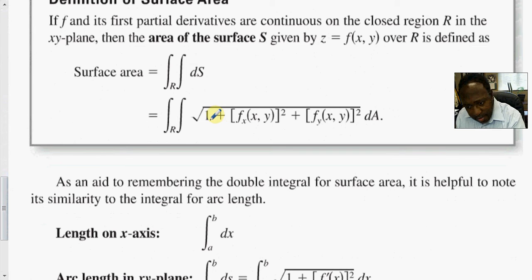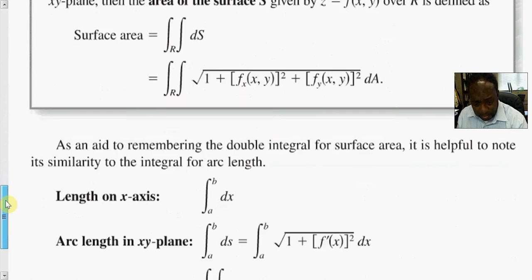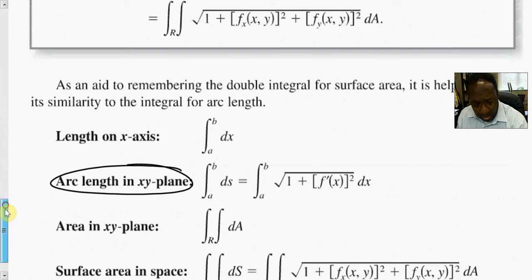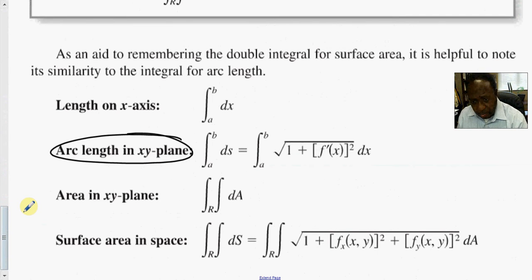Computed, look at this. It's the square root of 1 plus the partial derivative of f with respect to x squared plus the partial derivative of f with respect to y squared, dA. This square root is, my friends, the arc length, not the arc length in the plane, but basically the arc length within the so-called space. And so that's what we're computing, and we get the so-called surface area.